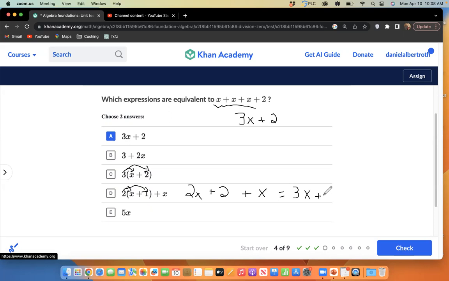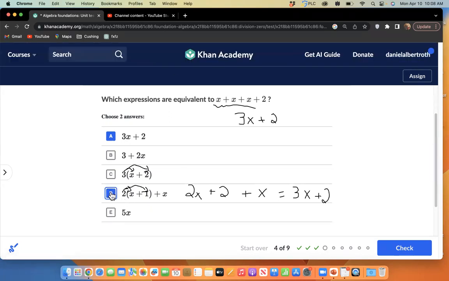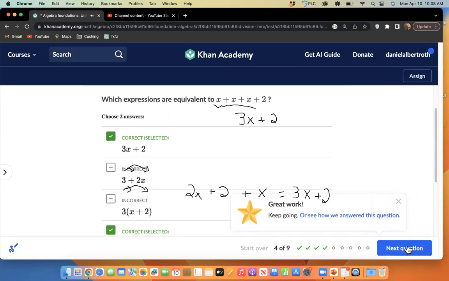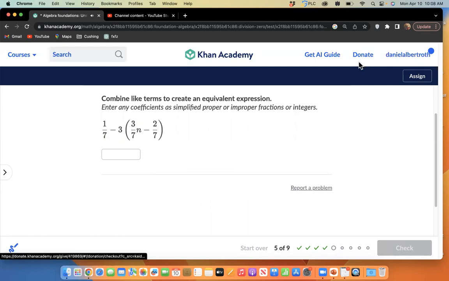And then we also have the 2 there. So it looks like this is the same as what we're looking for, 3x plus 2. And obviously 5x is different than that. All right, let's check that out. Looks nice.